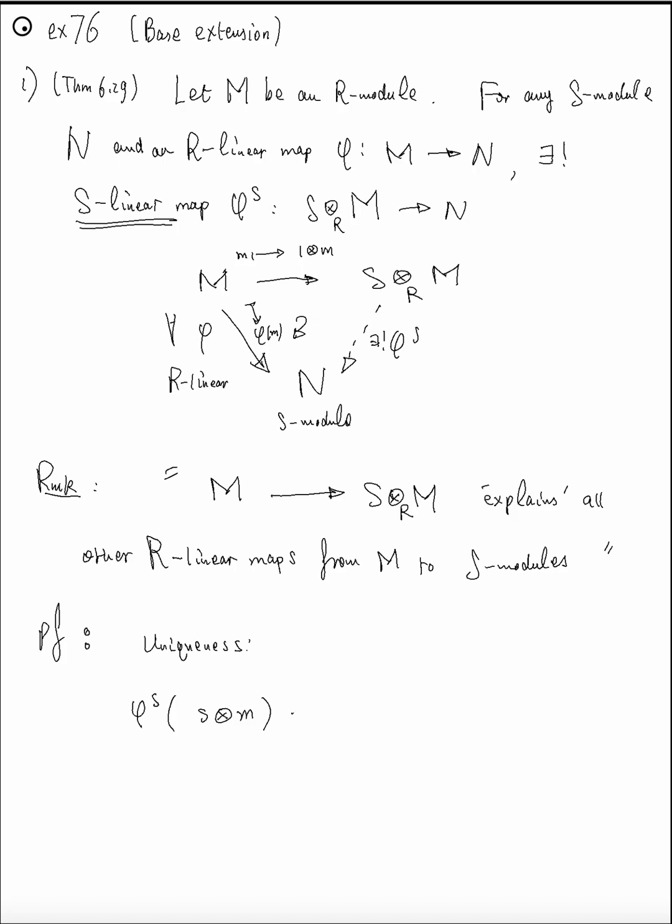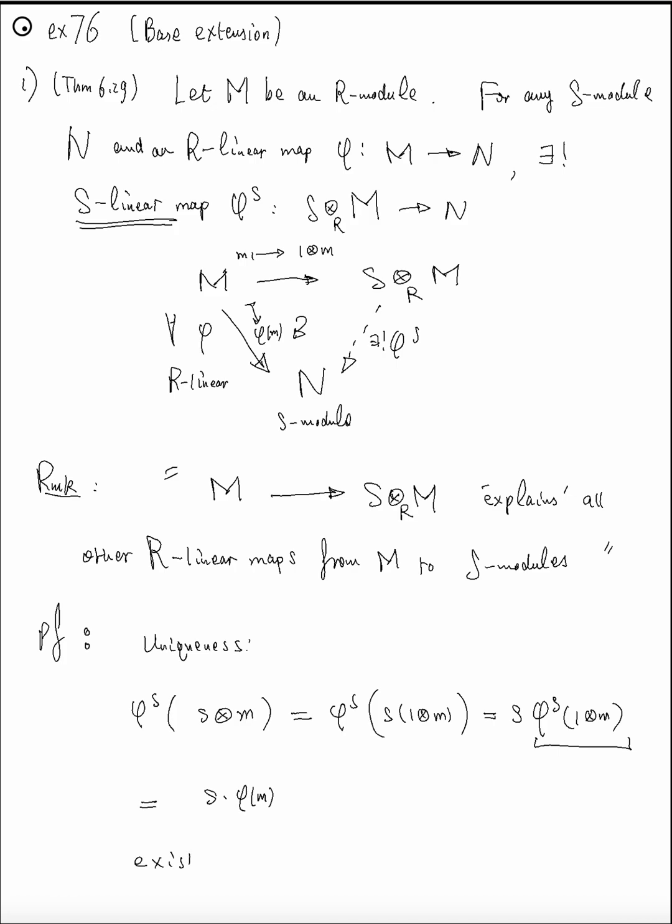So if this is S linear, then things become easier, because as an S module this is the same as this, and S linear tells you can move this outside. Once you got this, things become clear. This is just by the commutative diagram the same as phi m. And so we're done, which means phi determines uniquely phi S.